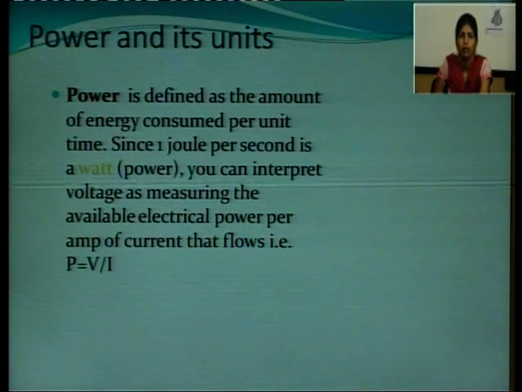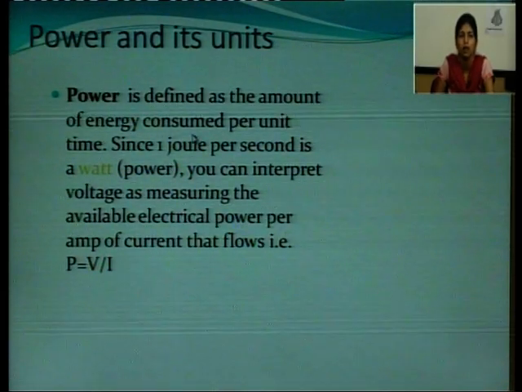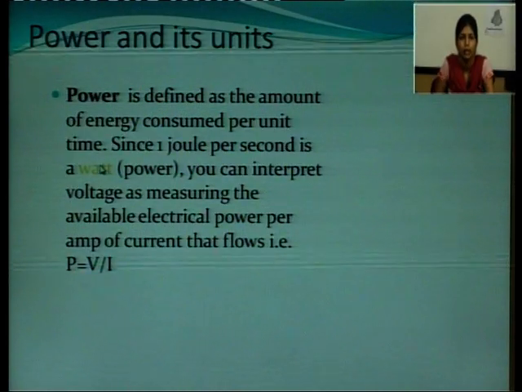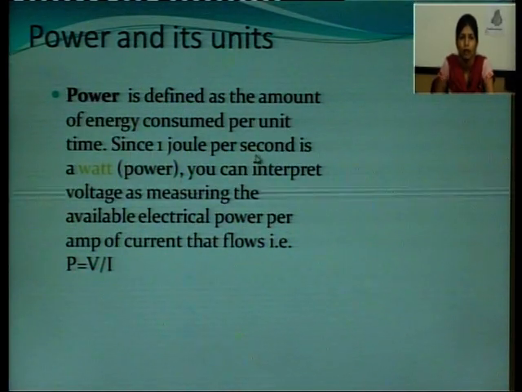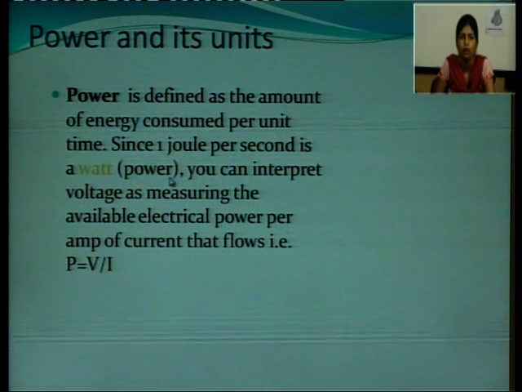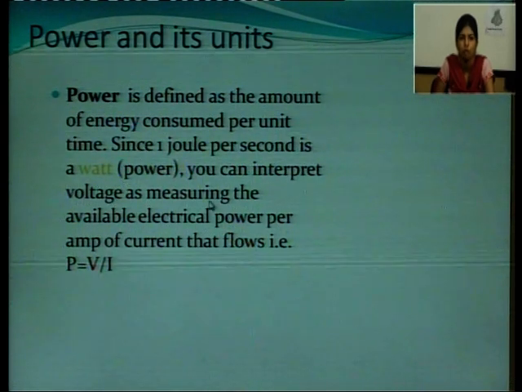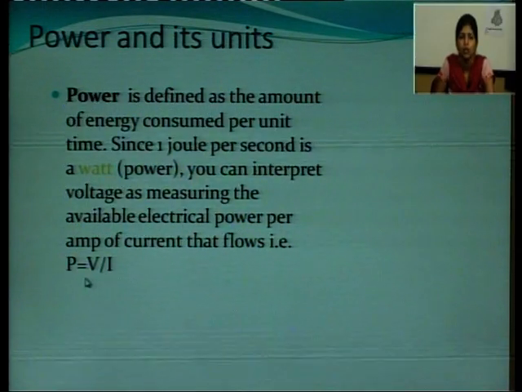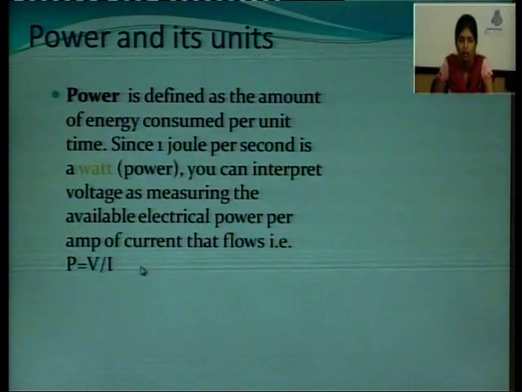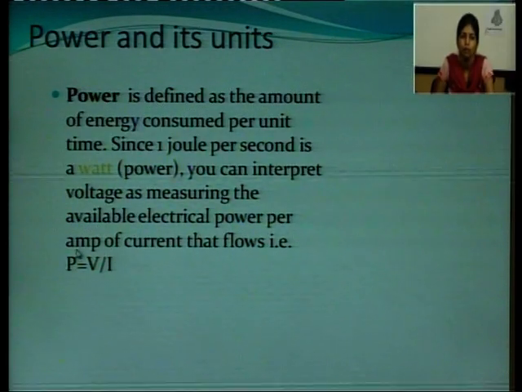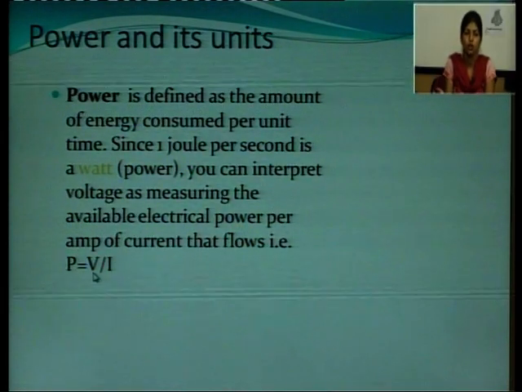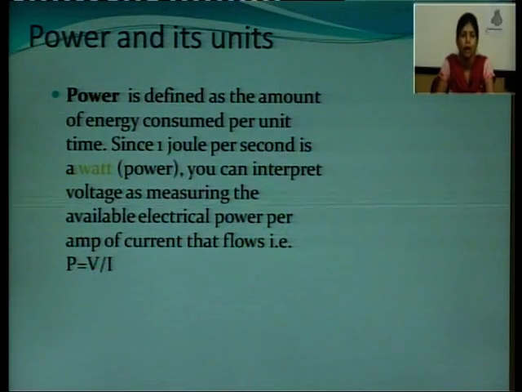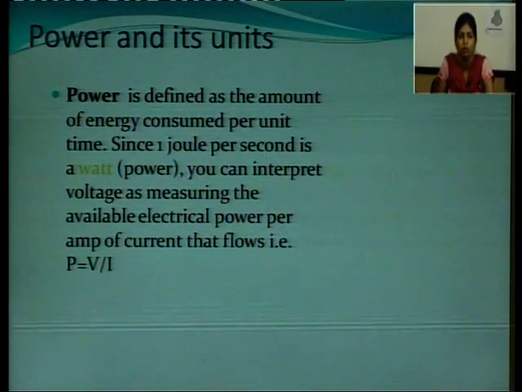The next is power, which is defined as the amount of energy consumed per unit time. Since 1 joule per second is a watt, we can interpret voltage as measuring the available electric power per ampere of the current that flows, that is P = V × I. Means with the determination of voltage and current in the circuit, we can determine the power of that circuit. Voltage can be measured by using the voltmeter, and the current can be measured by using the ammeter.